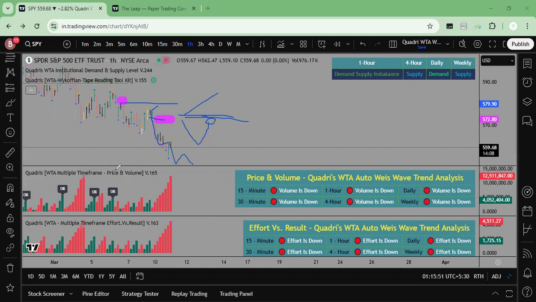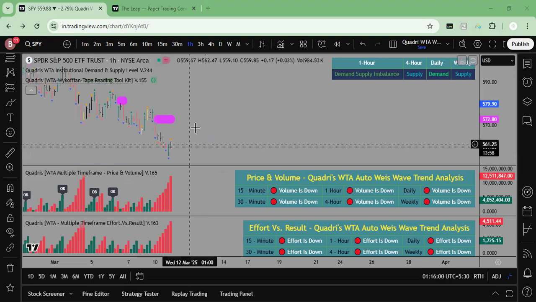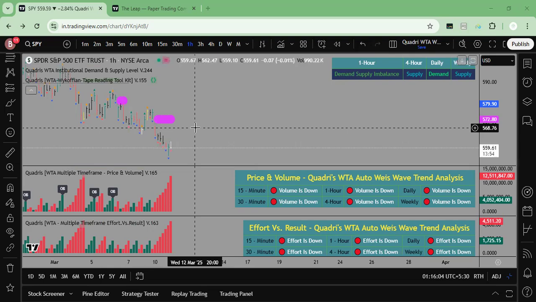Someone asked me about swing trading. You can do swing trading, intraday trading, scalping, or long-term trading or short-term trading. This is the universal tool. It applies on fairly any market.